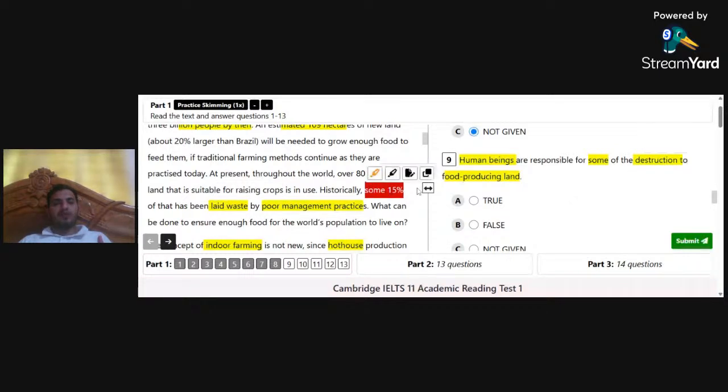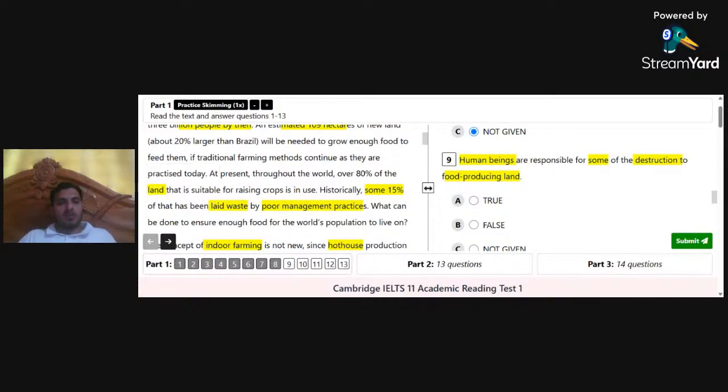Some 15% that is actually, the 15% is what they are talking about here. So, actually, it is true. By poor management practices, we know that poor management practices are always carried out by human beings, and it has somehow laid waste to some part of the land, so it would be true.